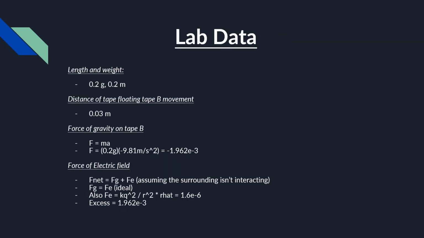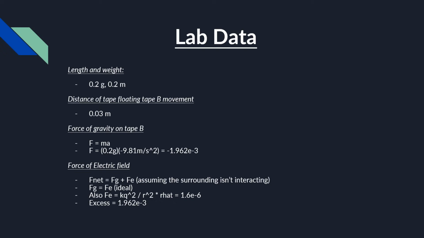Here is my lab data. I used a 0.2 meter tape that weighs roughly 0.2 grams. When observing during the experiment, the floating tape B moved about 0.03 meters towards the other tape. I also found the force of gravity on tape B, which will be used to calculate the force of the electric field later on as well.